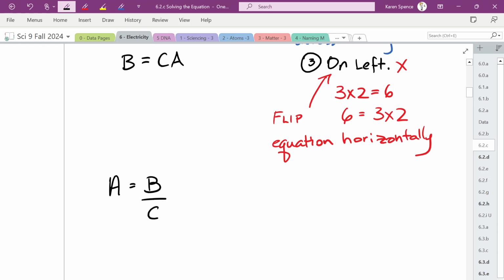How did you learn it in math? Multiply both sides by A? I want B by itself. So I'm going to multiply both sides by C. How do you guys ever learn anything? It's true.